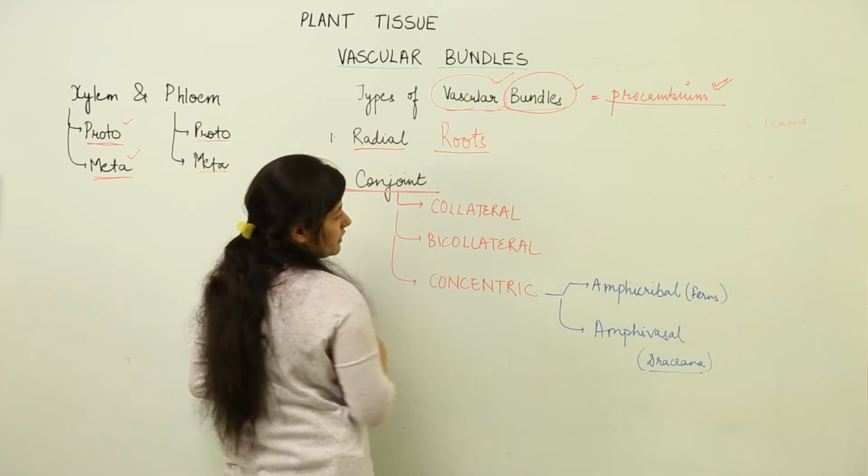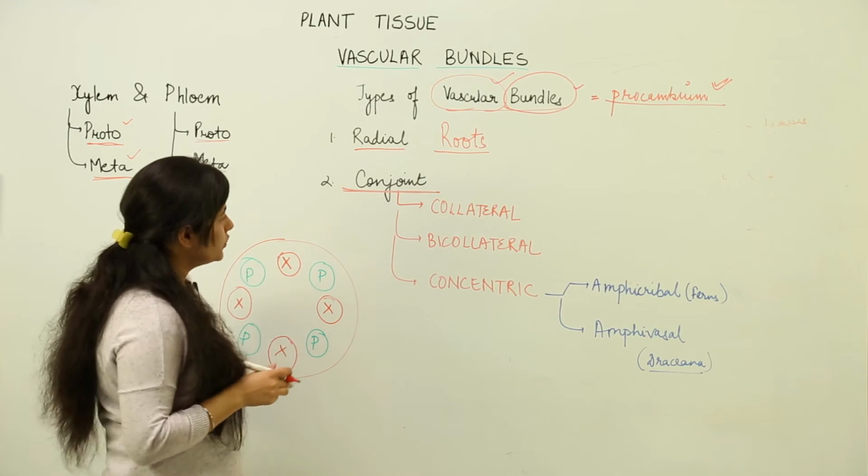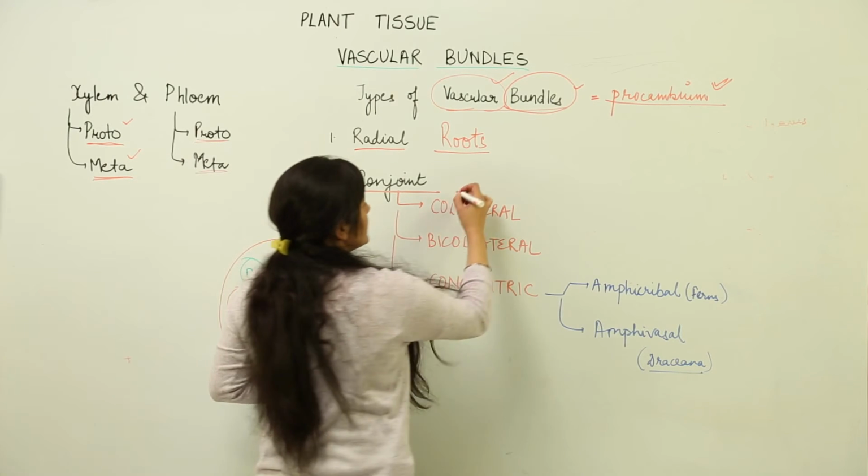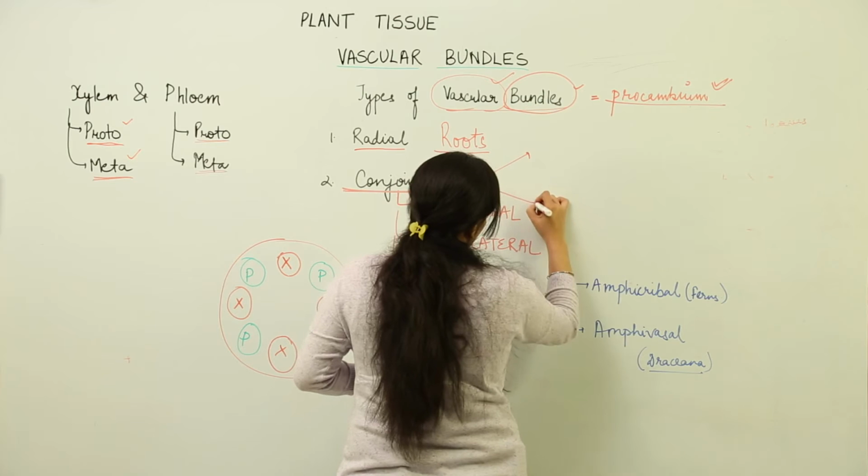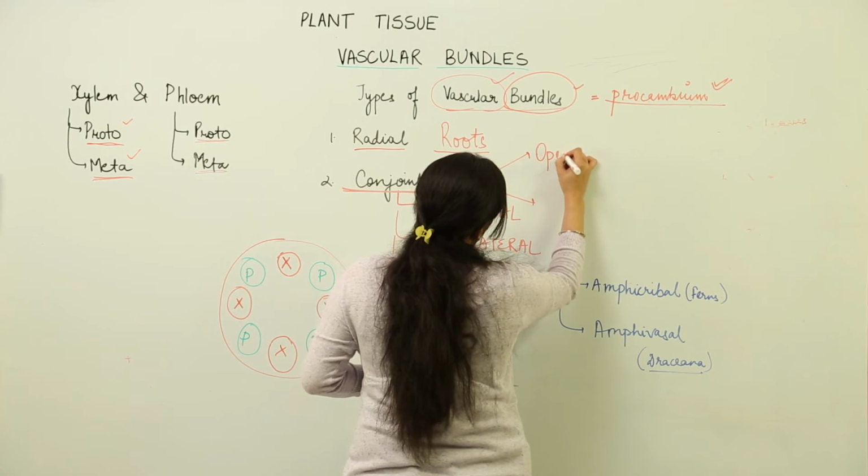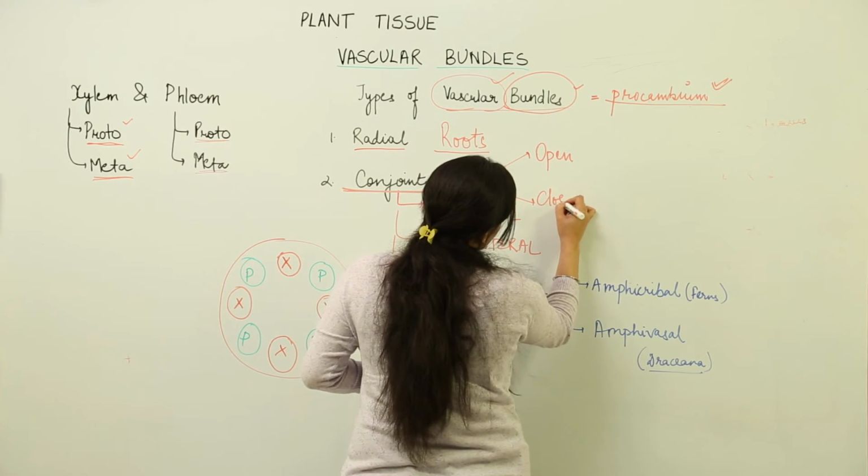Whenever I am talking about conjoint, it is restricted to the stem. Conjoint has a broader classification. One is open and the other is closed.